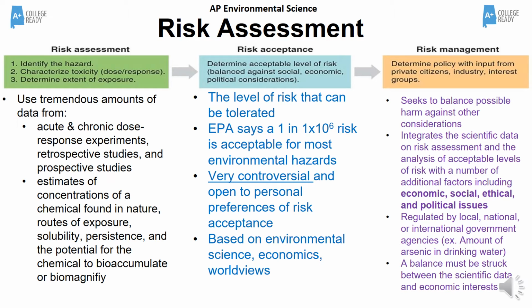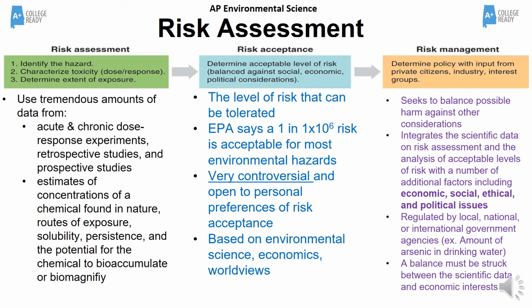Risk acceptance is the level of risk that can be tolerated. The EPA says a 1 in 1 million risk is acceptable for most environmental hazards. This is very controversial and open to personal preferences of risk acceptance, and it's based on environmental science, economics, and worldviews.